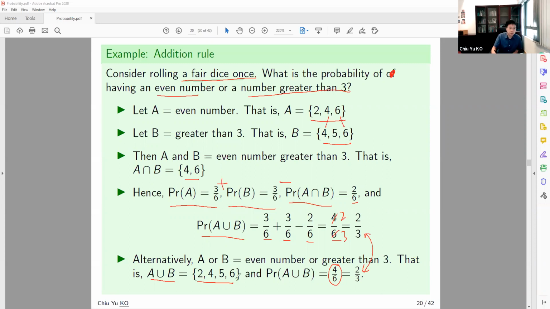And why you want to do this is, again, same as the earlier example with the complement: sometimes it's easier to calculate this way. This is the way you simplify your calculation.